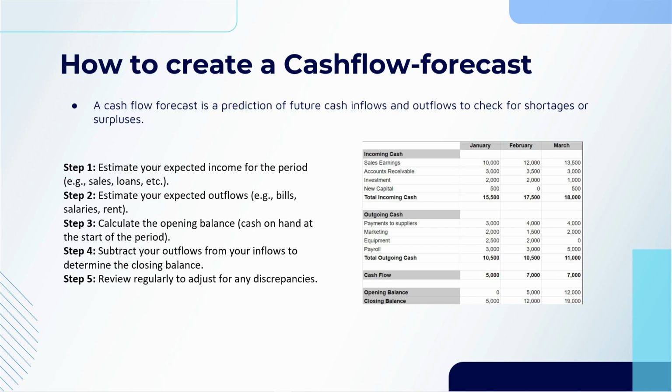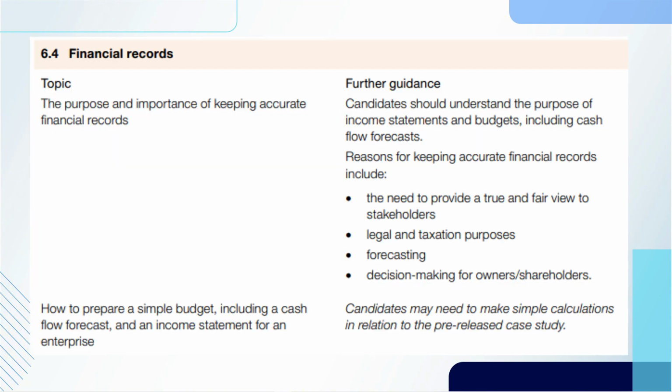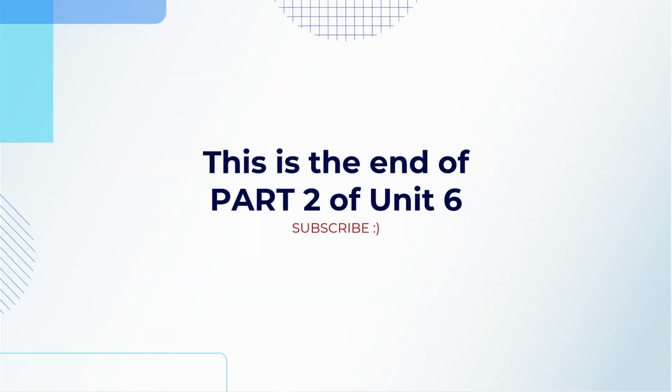Keep in mind, from my knowledge, I haven't seen a question paper that has asked you to prepare an income statement, budget, or cash flow forecast. However, the syllabus has required you to know how to make these and know the purpose and importance of each. And that's the end of part 2 of Unit 6. We've covered trade receivables, trade payables, financial terms, and how to prepare budgets, cash flow forecasts, and income statements.